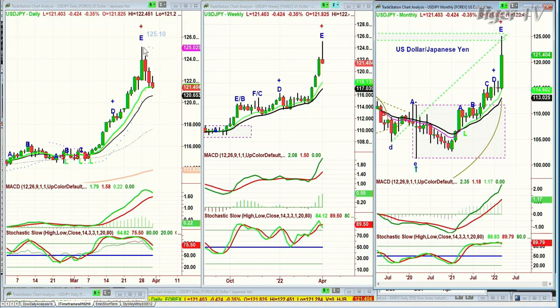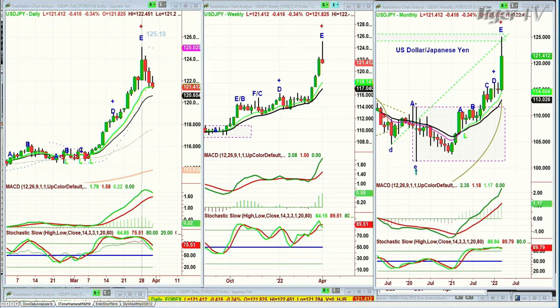Leg peak E in the daily, leg E in the weekly, a lower high next week makes a peak E in that, and a lower high the whole of April would say the dollar-yen currency pair has made a peak E top. But the MACD and stochastic in the monthly charts are fabulous. Stochastic in the weekly is still very good. The daily is good, but it's starting 75% in the stochastic. That's a little bit of weakness, but price is still holding very well.